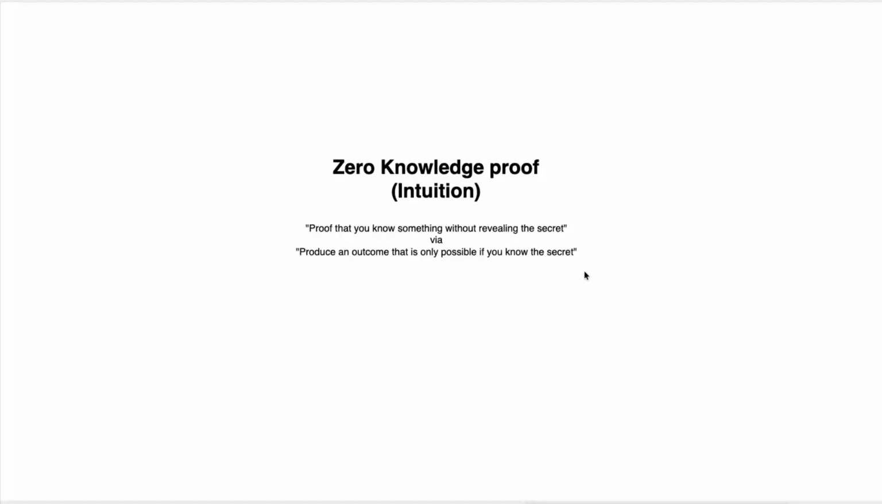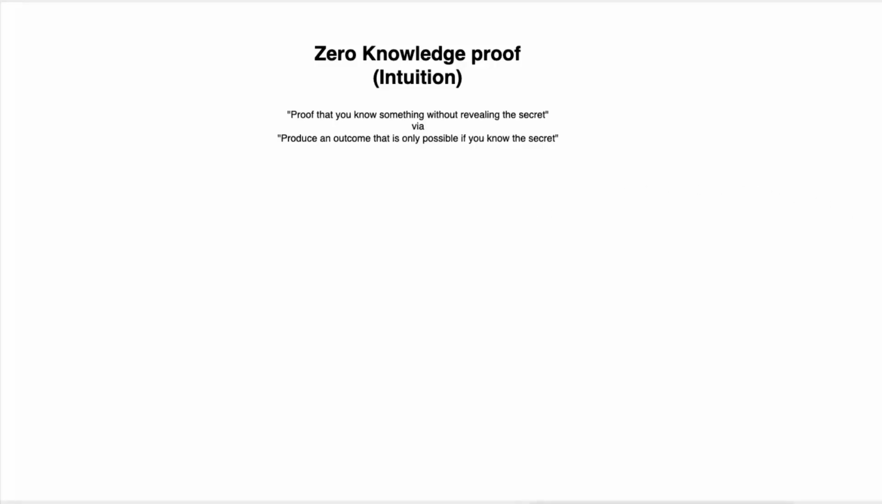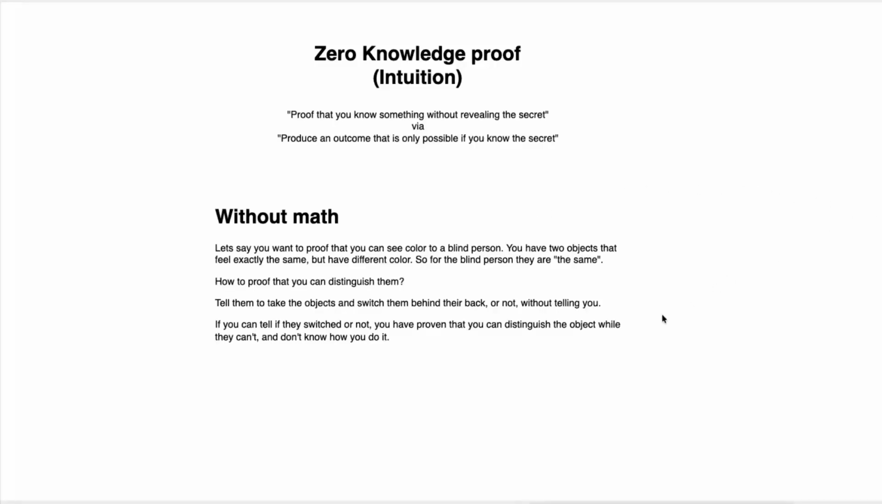But in our context of blockchain, that's not really applicable because there are no cars on the blockchain and nothing like that. But still, we want to have a zero knowledge proof, and let's do a first intuition without math. There will be math today. Don't worry, it will not be too much math, but we are getting into the areas where math is needed.